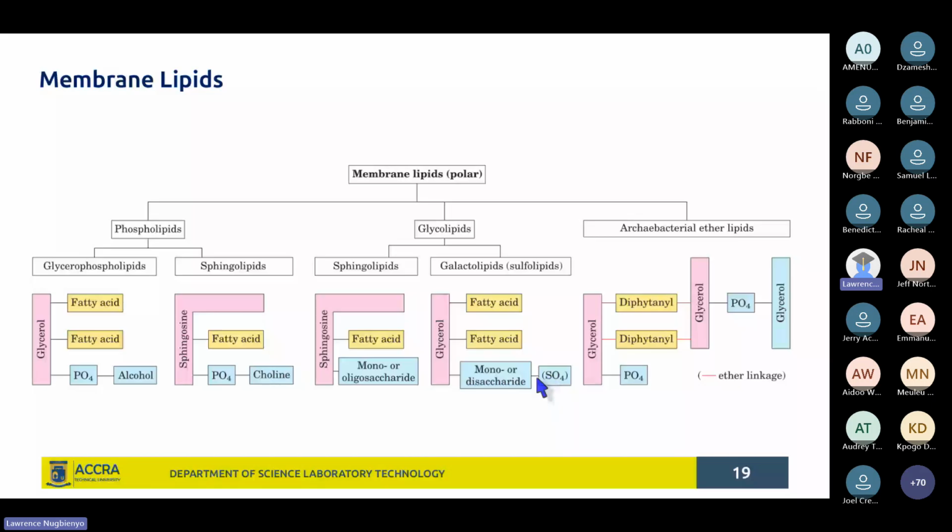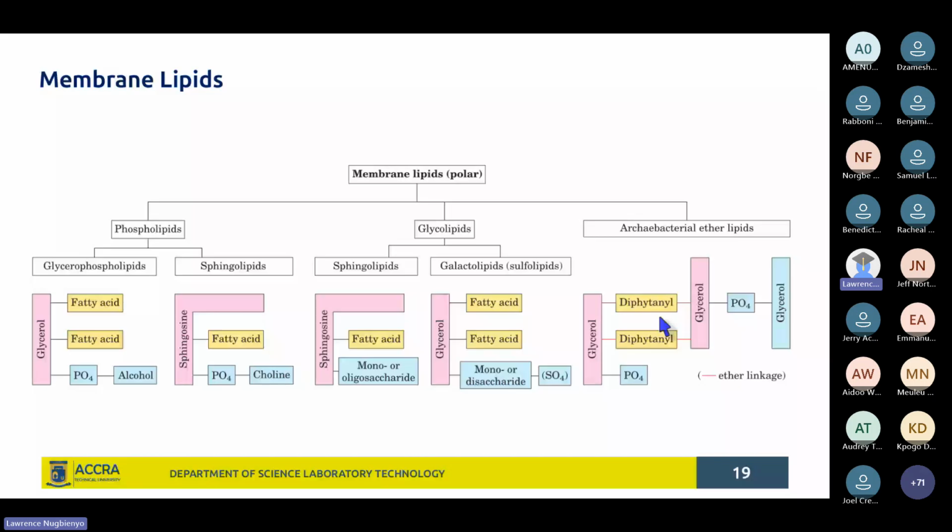Then the archaebacterial ether lipids. These are more complex membrane lipids. And as you can see, because of the complexity of the structure, the membrane formed by such lipids will be very tough. You'll find this in what we refer to as the thermophilic bacteria, because this will be much, much harder to break down because of the complexity of the structure.